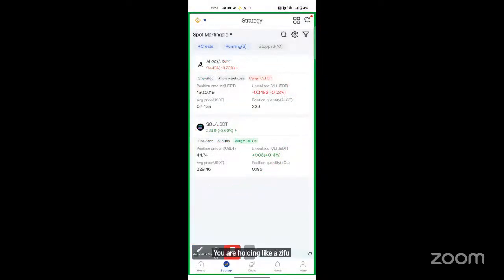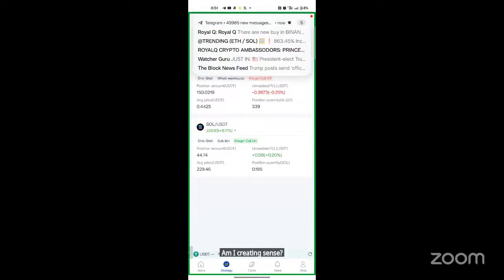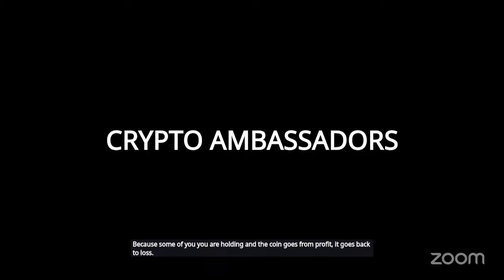Now, some of you, when a coin starts going down and you are hodling that specific coin, along the journey, you can take profits. Am I creating sense? Let me show you another example. Because some of you are hodling and the coin goes from profit, it goes back to loss. Am I creating understanding?